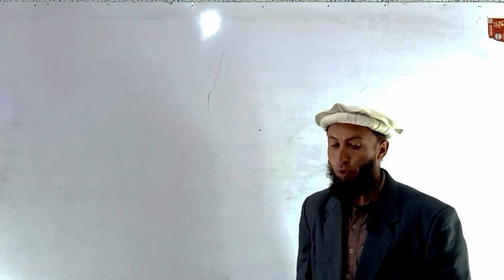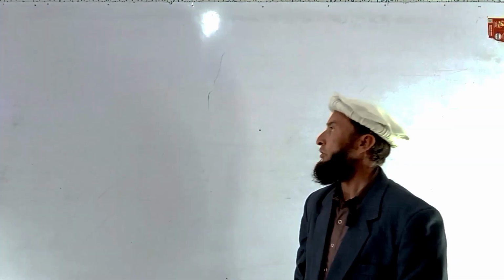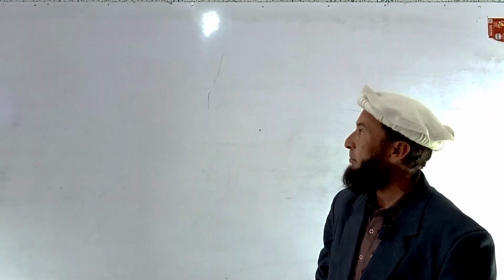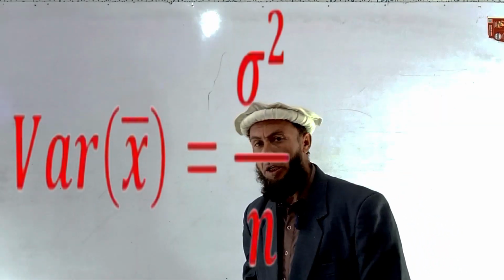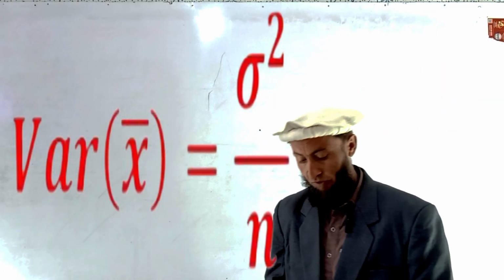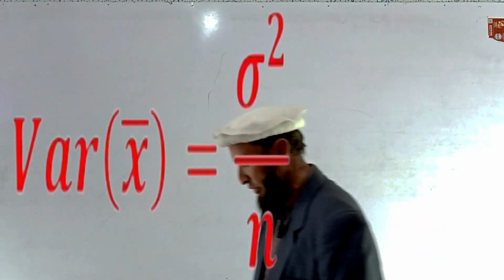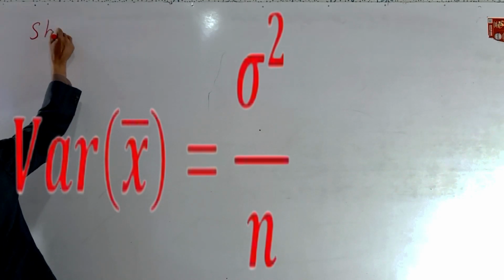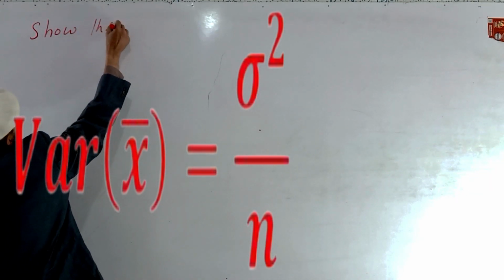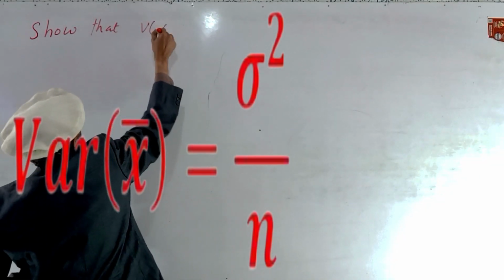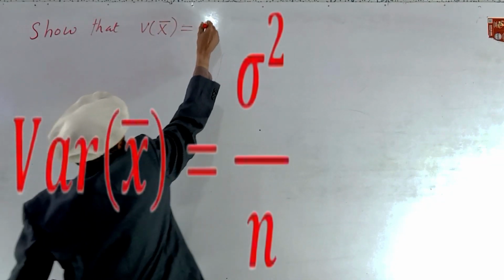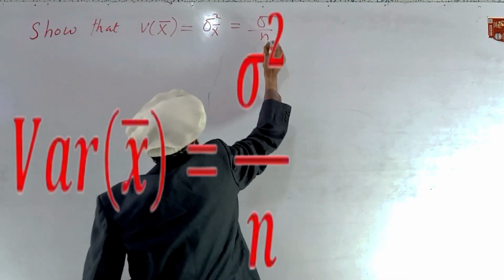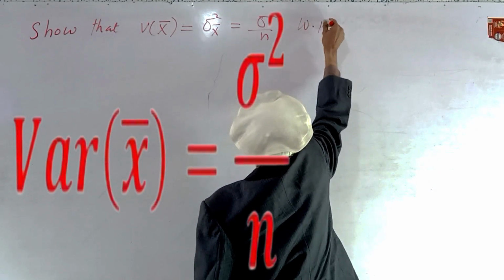Today we have a new proof: the variance of x bar is equal to sigma square divided by n in the with replacement case. This is very important for BA, BC, BBA and MCS. Let's start. We want to show that the variance of x bar is equal to sigma square divided by n in the with replacement case.